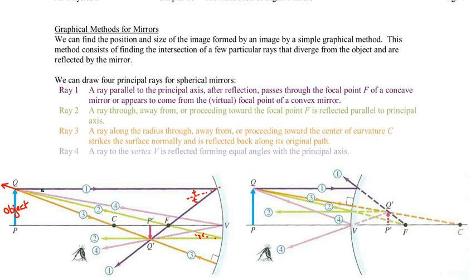Ray 4 is not seen so much in many textbooks, but you could draw it. It's a ray that would go from the top of the object and then come in, hit right at the vertex, right in the middle of the mirror, and then this angle in here is equal to this angle here. All right, and so reflect. Now, I guess you need a protractor. You don't really need to.